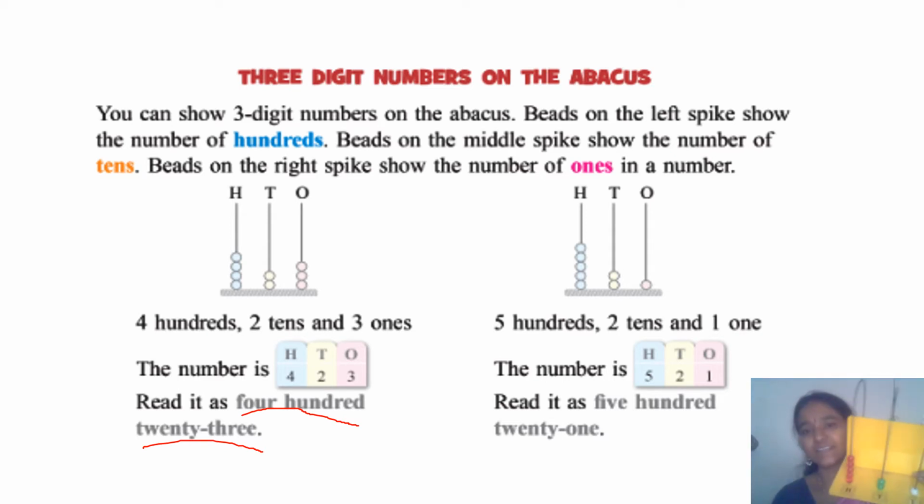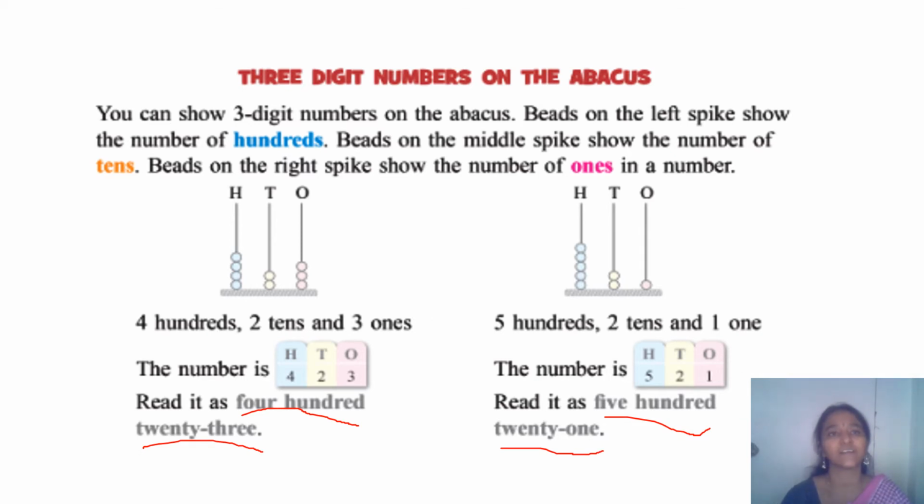In the same way, what is the next one? See, in hundreds, how many are there? 1, 2, 3, 4 and 5. 500. Under tens, 1 and 2. And in ones, 1. 521. How is it read? It is read as five hundred twenty-one. Okay, like this you can write the digits on the abacus.